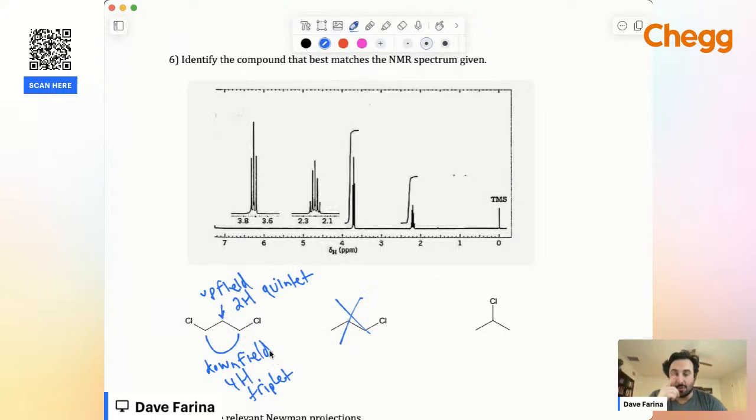So here we do count them all because the proton really does see 4 protons next door. The 2 on that one and the 2 on that one. 4 plus 1 is 5. It's going to be split into 5 smaller peaks. So that's our prediction there.